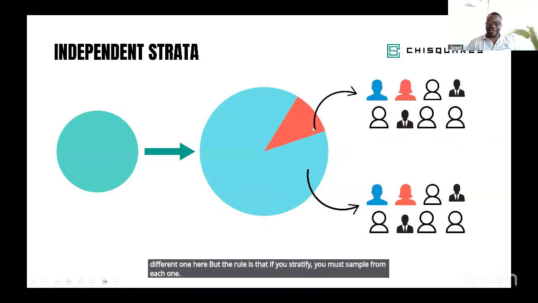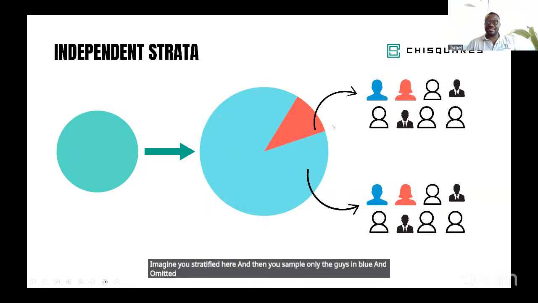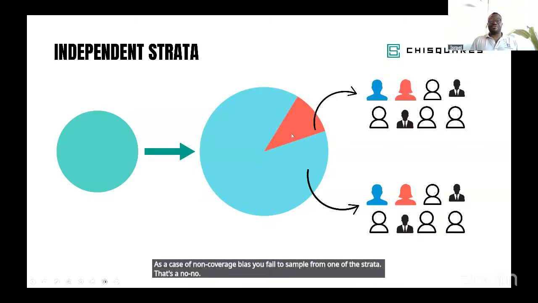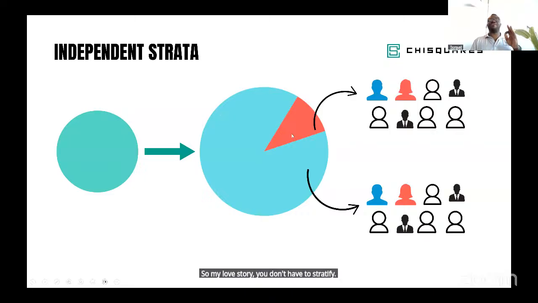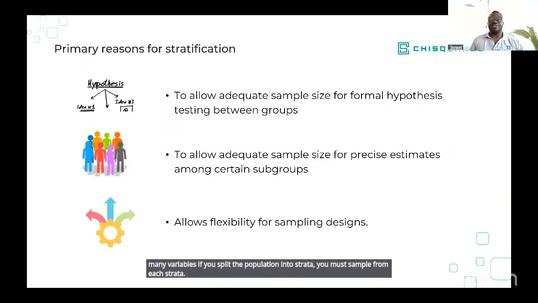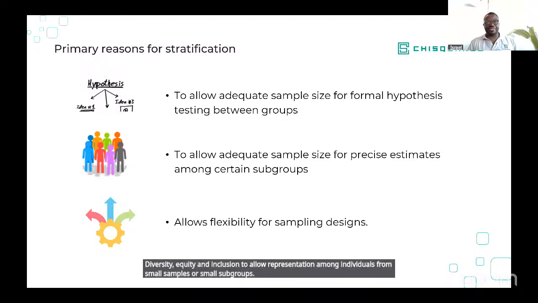Imagine you stratified here, and then you sampled only the guys in blue and omitted the guys in red. That's a case of non-coverage bias because you fail to sample from one of the strata. That's a no-no. So moral of the story, you don't have to stratify. You should not stratify on too many variables. And if you split the population into strata, you must sample from each strata. So the primary reasons why we stratify are to allow, like I said, DEI, diversity, equity, and inclusion, to allow representation among individuals from small samples or small subgroups so that they are captured or represented in our sample.